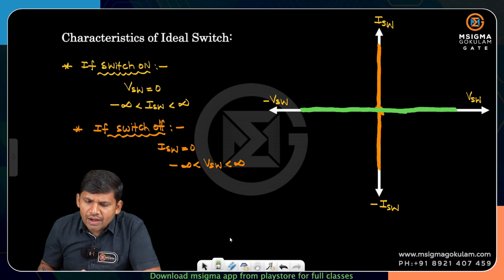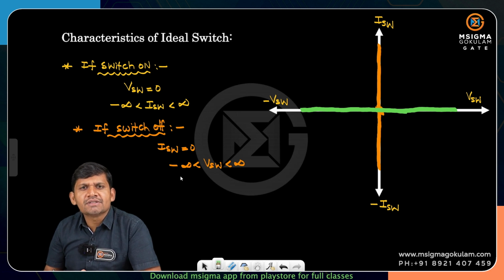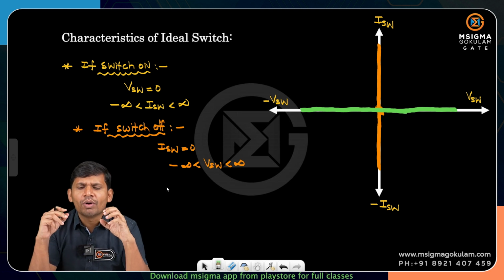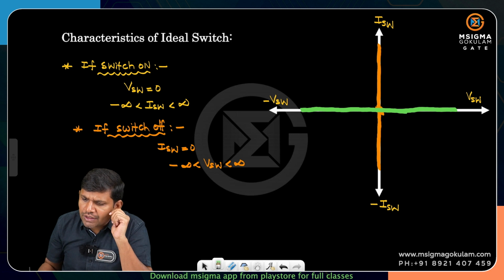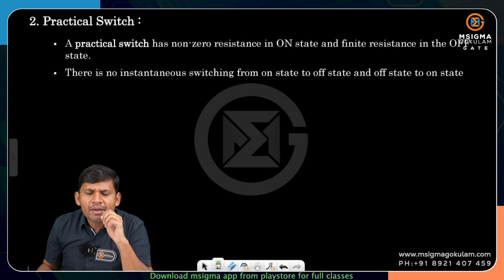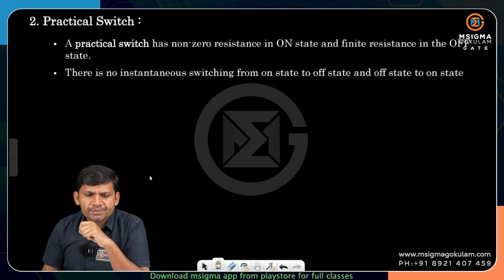Like this, we can draw the ideal characteristics of a switch or device. When I am discussing switches, indirectly I am discussing devices, and when I am discussing devices, indirectly I am discussing switches, because every device is used as a switch. Okay, this is about the observations from an ideal switch. Clear? Next, you have to see what exactly a practical switch is and what the observations from a practical switch are.